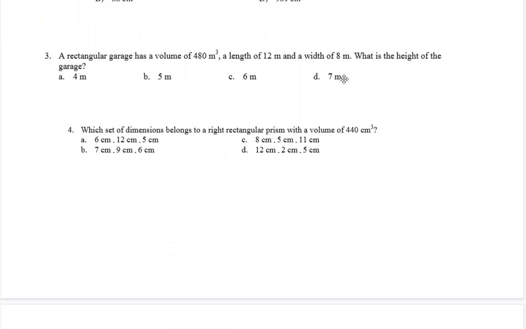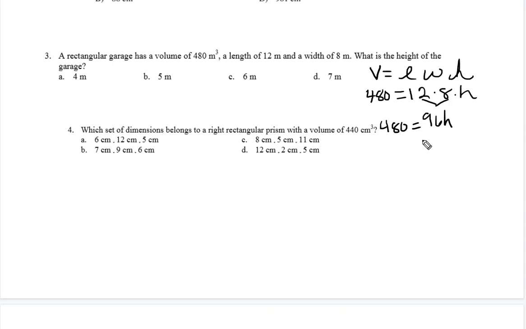Okay, this one, a little bit different. You have your volume is equal to length, width, and height. It gives you the volume of 480. It gives you the length of 12. It gives you the width of 8, and it wants to know the height. So then we're solving algebraically, right? We're combining these two to have a 96H, and we're bringing this down, and then there you go, completing the problem.